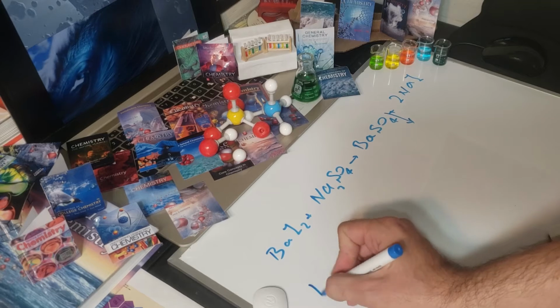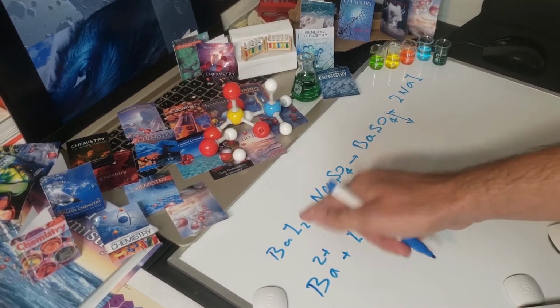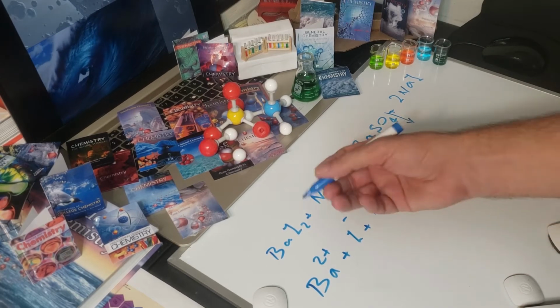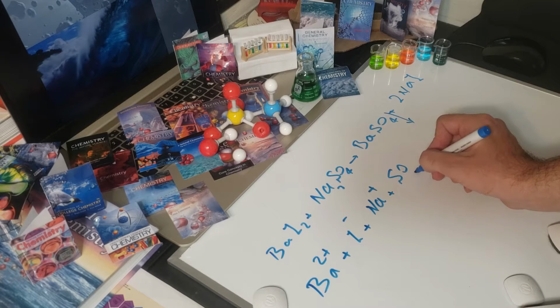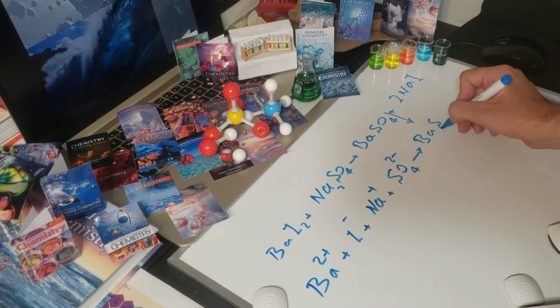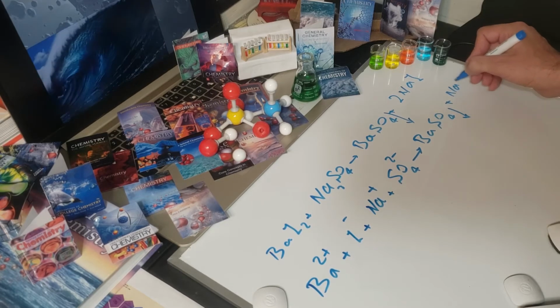Okay, so barium double plus and I minus, again group 7 iodine, and then sodium plus, group 1. Sulfate is something that you should know. Barium sulfate, we're not going to dissociate because we're not allowed to. Again, sodium plus and I minus.